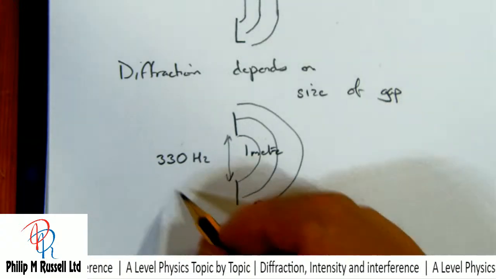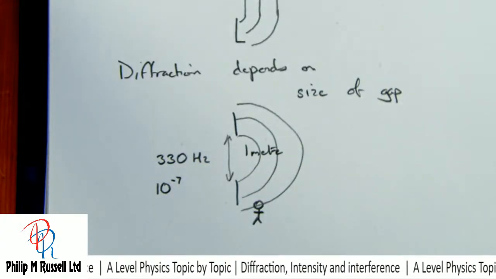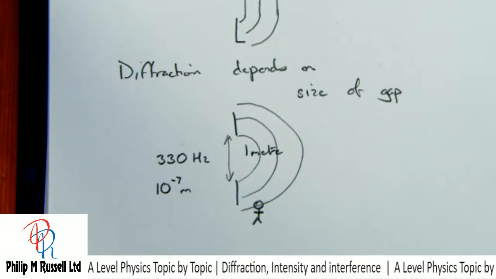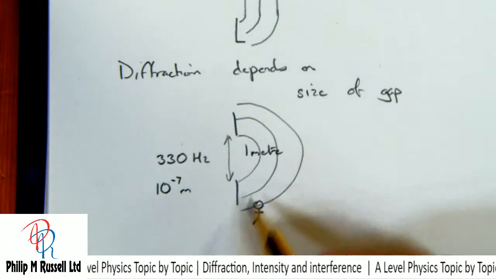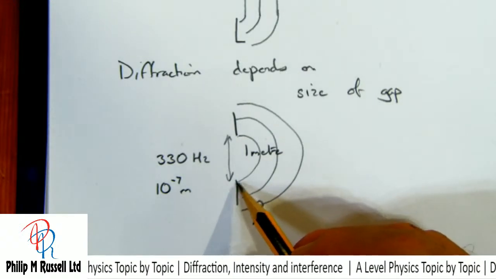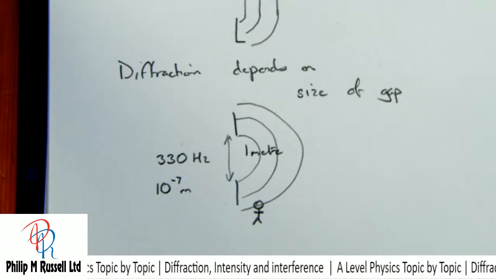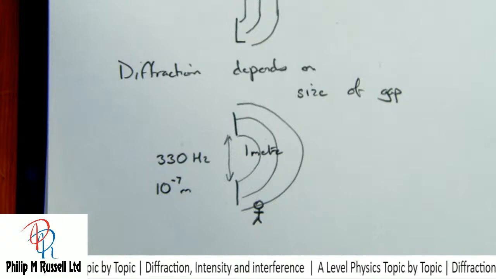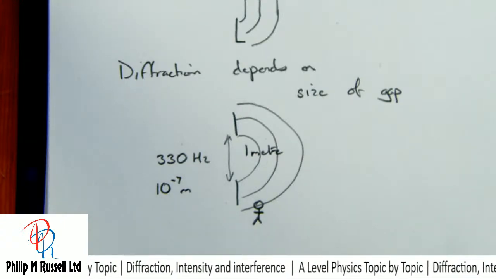Light, on the other hand, would be something like about 10 to the minus 7 metres in length, and so we're going to get only the slightest change, spreading out of light as it goes through this gap. Diffraction patterns here, when we look with light, showed a central maximum.